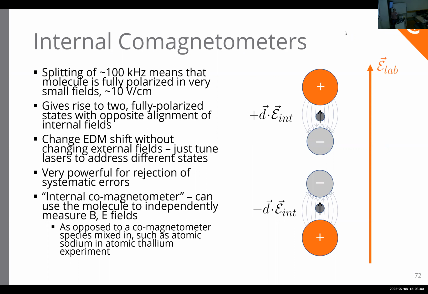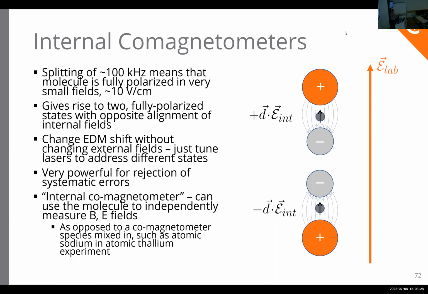And that's a very powerful technique to reject systematic errors, which I'll say a little bit more about later. The reason it's called internal comagnetometry is because lots of experiments like this have what they call a comagnetometer species, which is a species that has basically no EDM sensitivity, but is sensitive to magnetic fields. So it allows you to get an independent measurement of the magnetic field, since these things are always sensitive to some sort of magnetic noise.